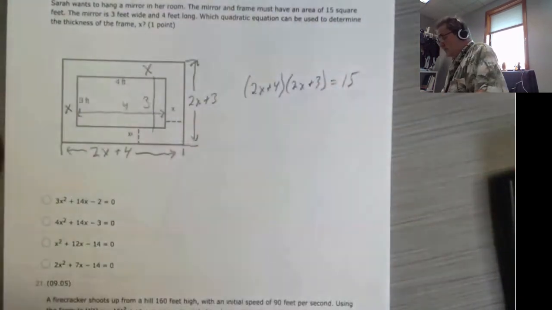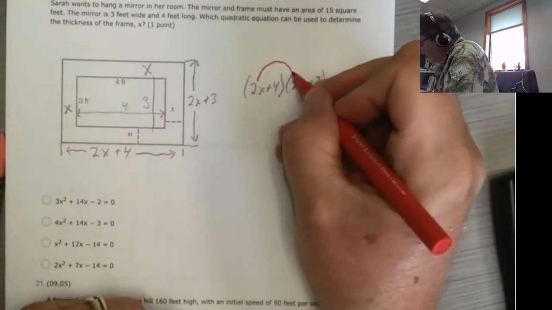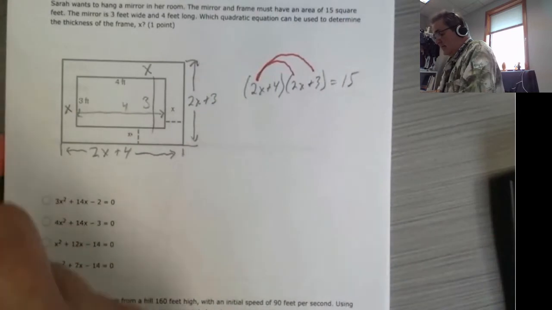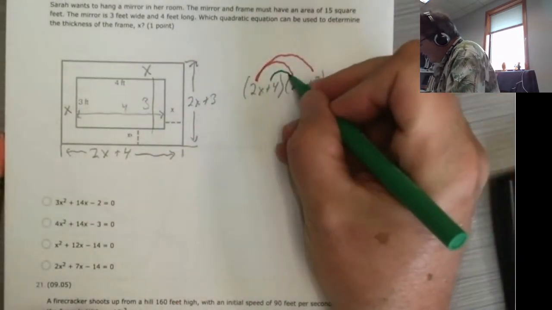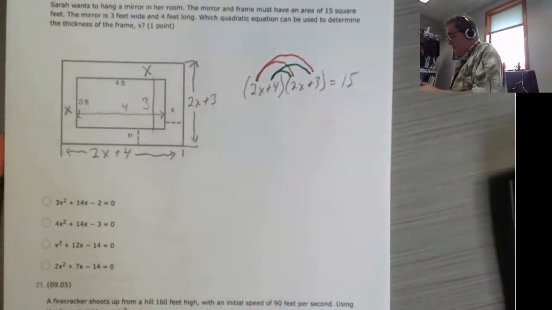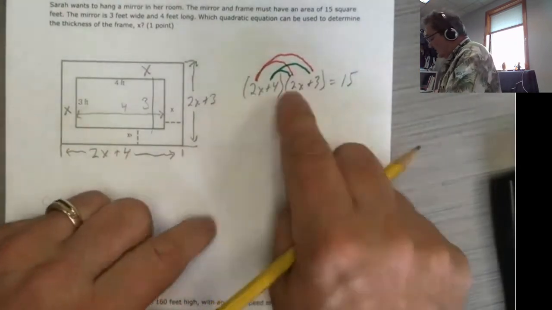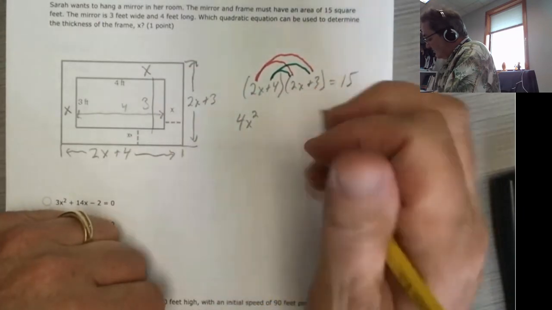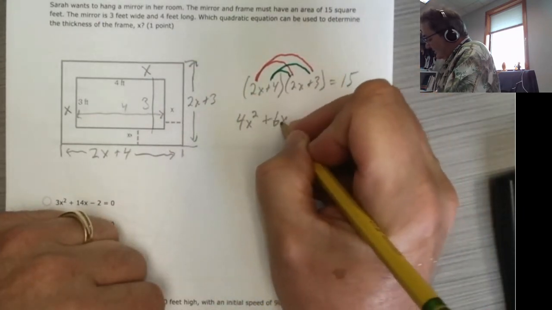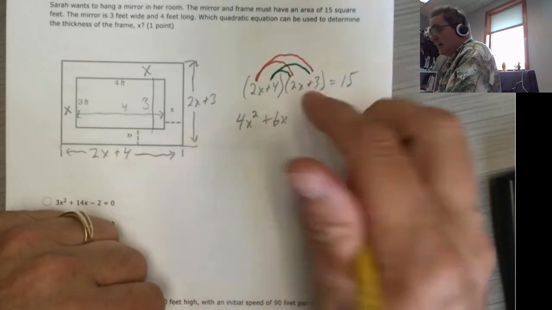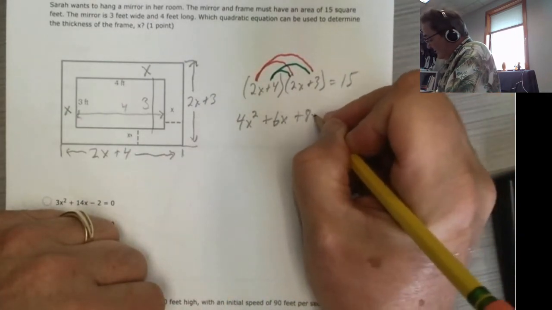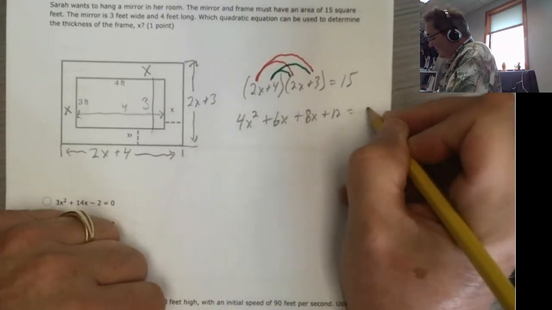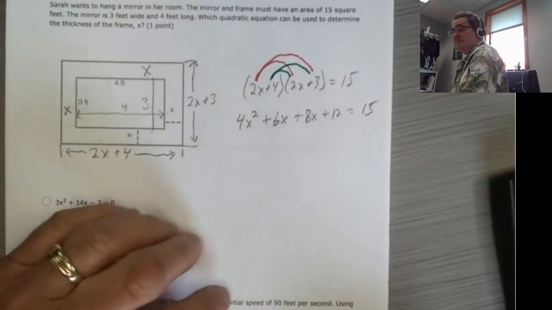So we have to distribute, right? We're going to take this 2x and multiply it by both terms. And then after that, we have to take the 4 and multiply it by both terms to distribute. So 2x times 2x is 4x squared. 2x times 3 is 6x. 4 times 2x is plus 8x. And 4 times 3 is 12. And we still equal 15.